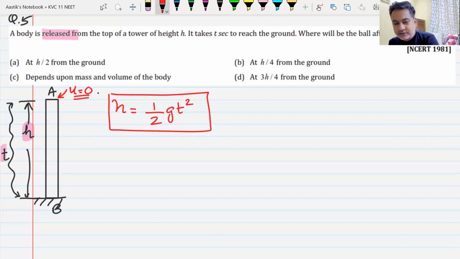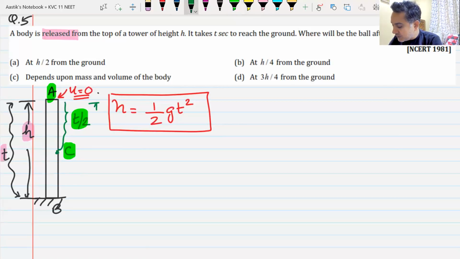H and t are related. So it will fall a height h in t seconds. We have to find out where it is after t by 2 seconds. So let me call that point C. It takes time t by 2 to fall from A to C. Let me call this height y.